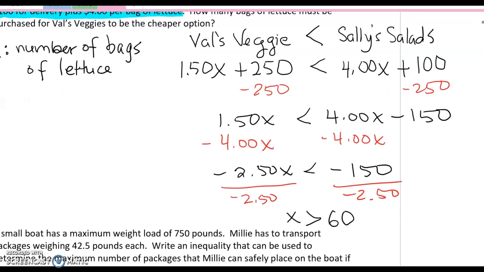All right, solving for x. Okay, we're going to undo operations. And then towards the bottom here, because we're dividing by a negative, we're going to flip that inequality. So here we end up with x is greater than 60. That means for Val's Veggies to be the cheaper option, we would need to purchase more than 60 bags of lettuce.